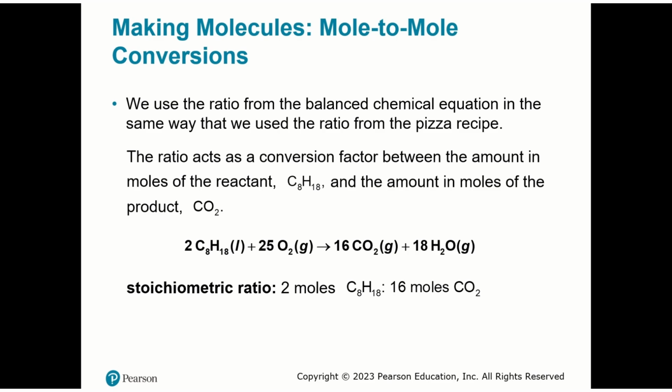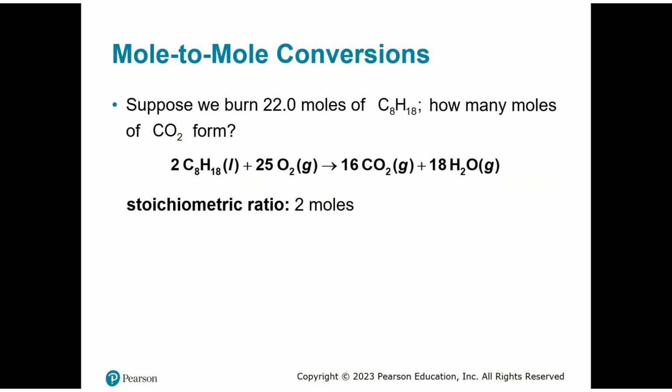So the ratio acts as a conversion factor between the amount in moles of the reactant, octane in this case, and the amount in moles of the product, CO2. So we have 2 moles of octane to 16 moles of CO2. To test this, let's start by burning 22 moles of octane, and they ask how many moles of CO2 are going to form. I know that 2 moles of octane will produce 16 moles of CO2.